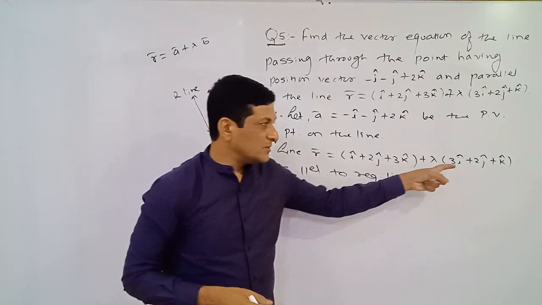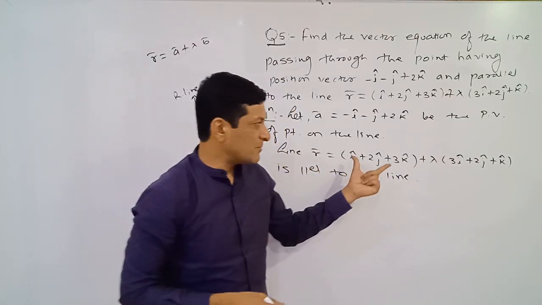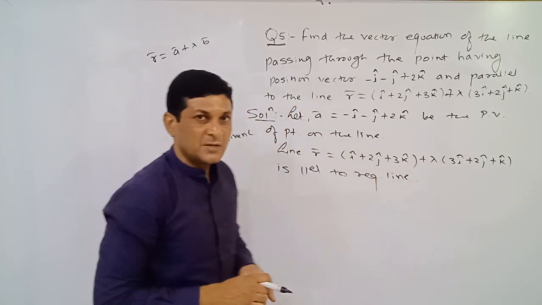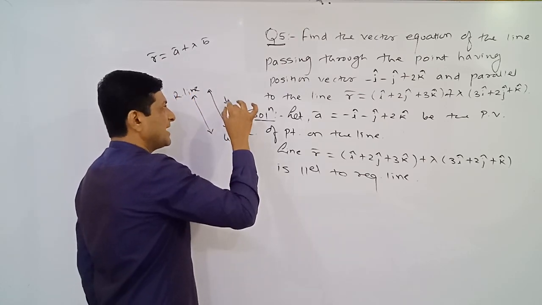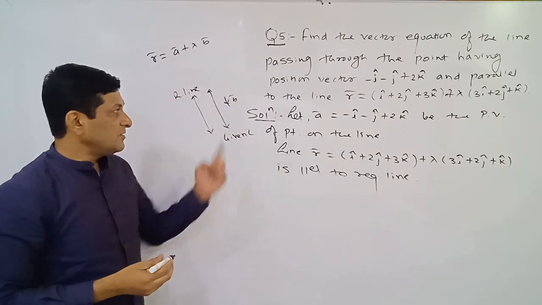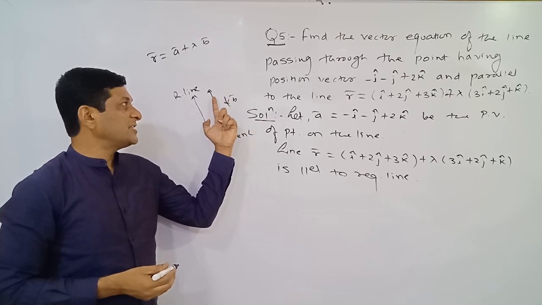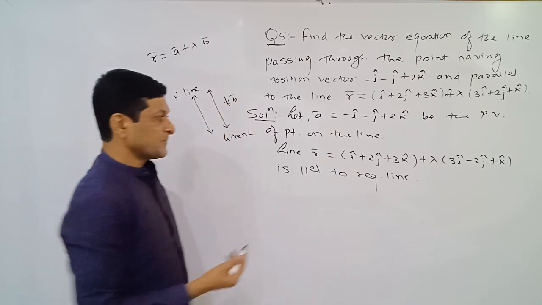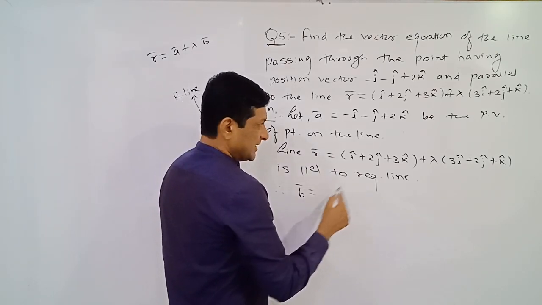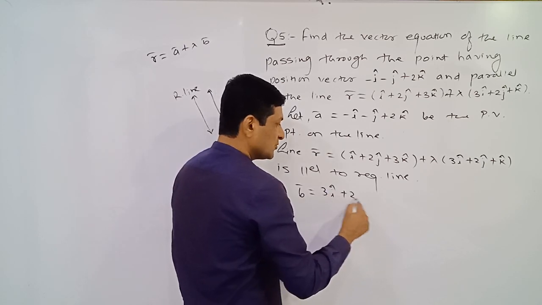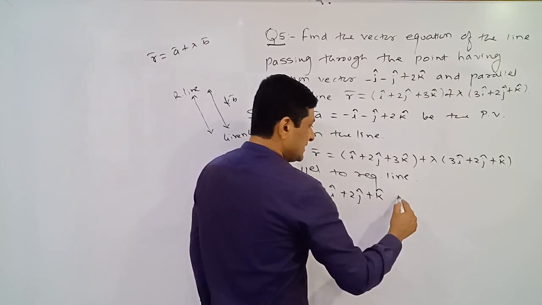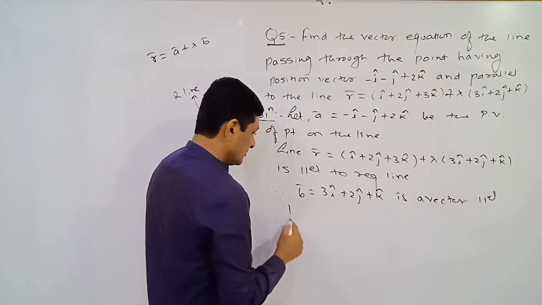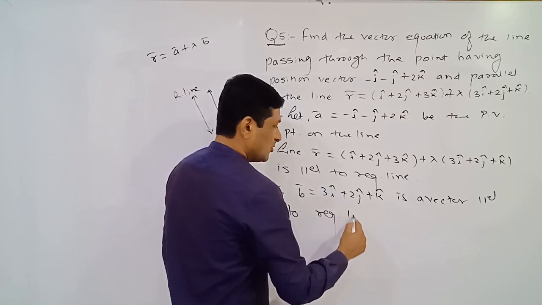So this equation is in the form of r bar is equal to a bar plus lambda b bar. Now this b bar is nothing but the vector parallel to the given line. If b bar is parallel to the given line, but the given line is parallel to the required line, it means that this b bar is parallel to the required line also. So therefore b bar equals 3I cap plus 2j cap plus k cap is a vector parallel to the required line. Hope you have got it.